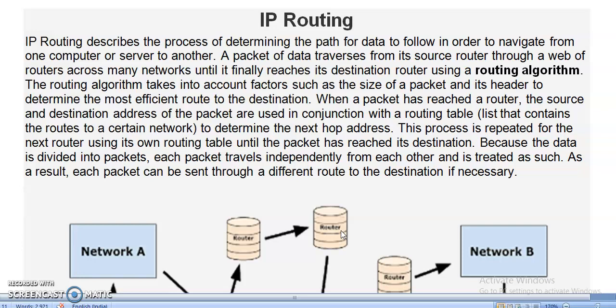When a packet has reached a router, the source and the destination address of the packet are used in conjunction with the routing table, which is a list that contains the routes to a certain network, to determine the next hop address. This process is repeated for the next router using its own routing table until the packet has reached its destination. Because the data is divided into packets, each packet travels independently and is treated as such. As a result, each packet can be sent through a different route to a destination if necessary.